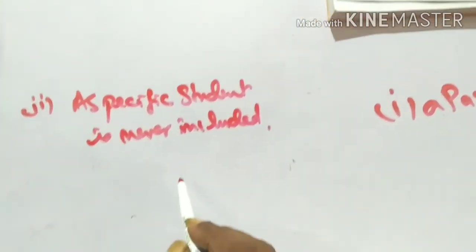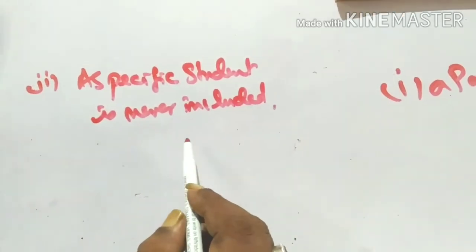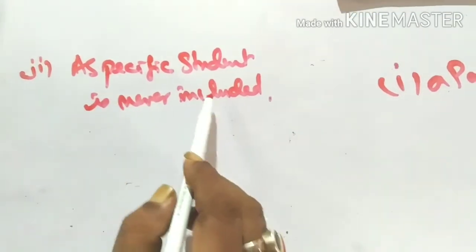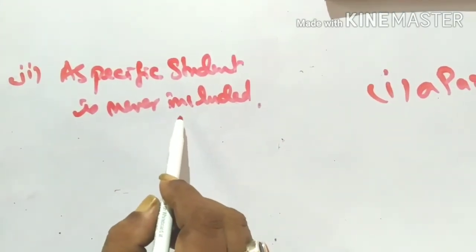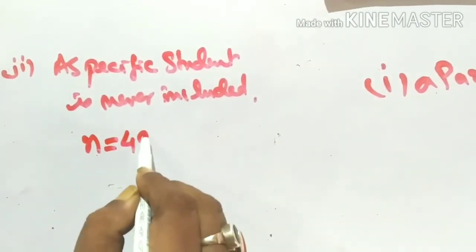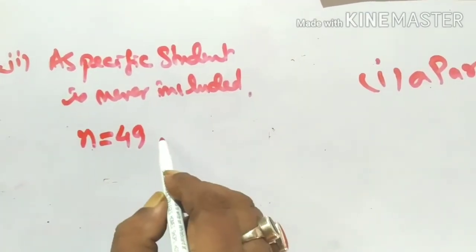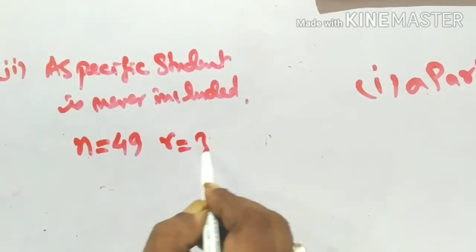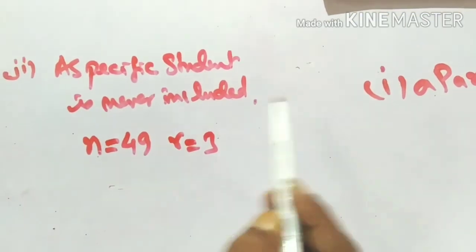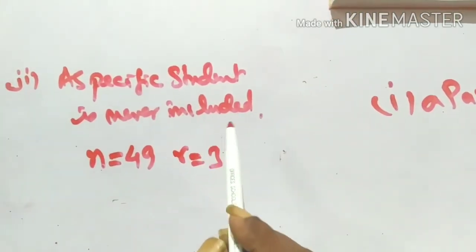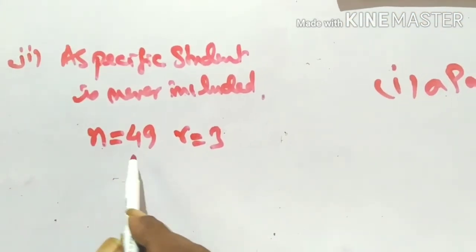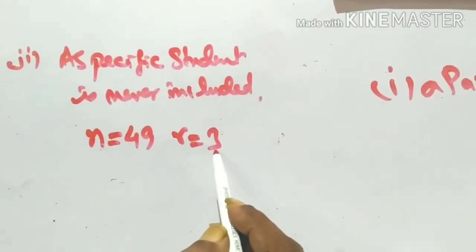That means that particular student is already removed from the total students. Therefore, the number of total students left with us will be 49, and from these 49 students we have to select 3 students, because that particular student is never included. The number of students taken at a time will be 3.